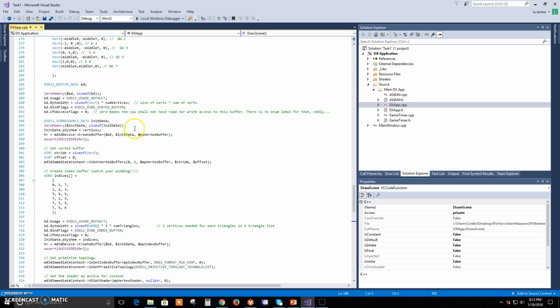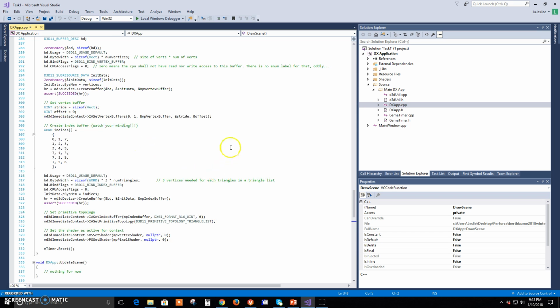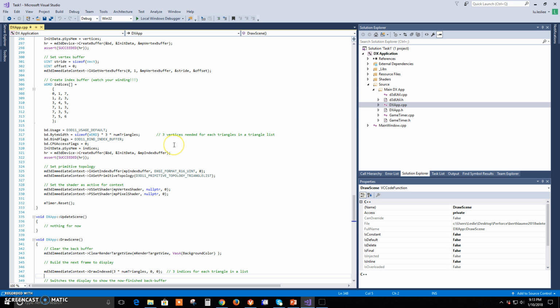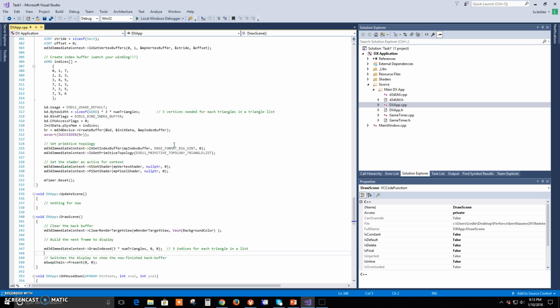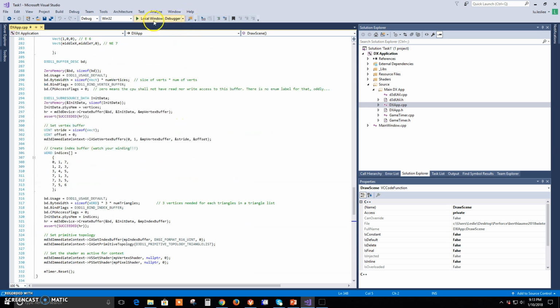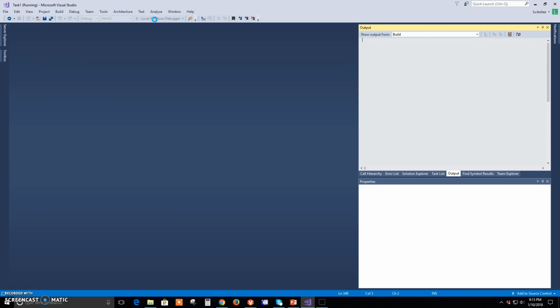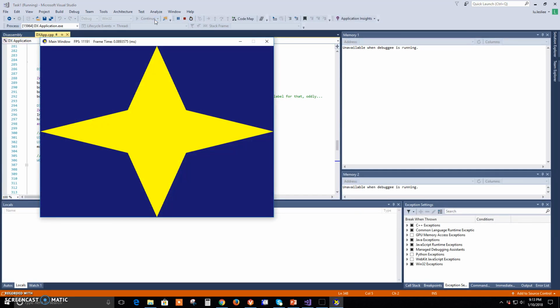Adjust the buffer size. And then I created the index buffer. I actually just went on a piece of paper and sketched out the order to find them. And then I updated the index for the triangles. Okay. And there's the star.